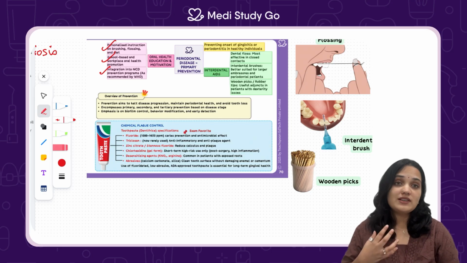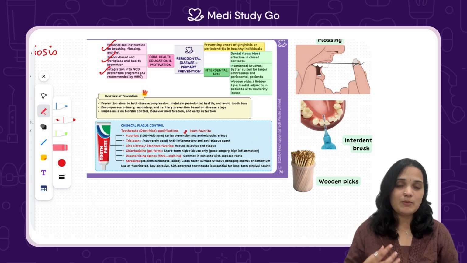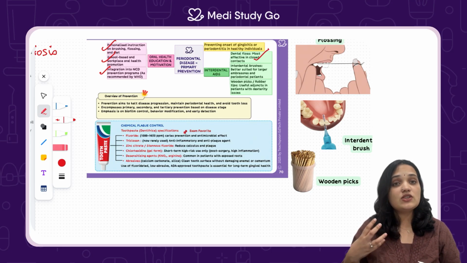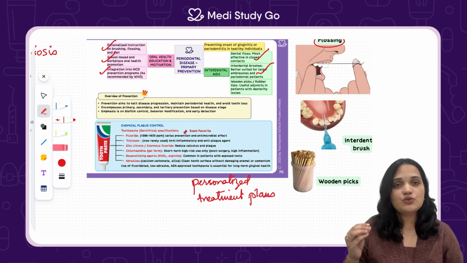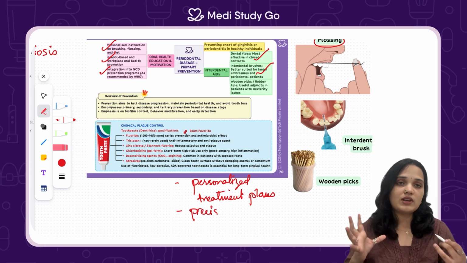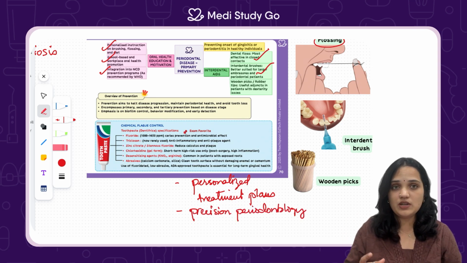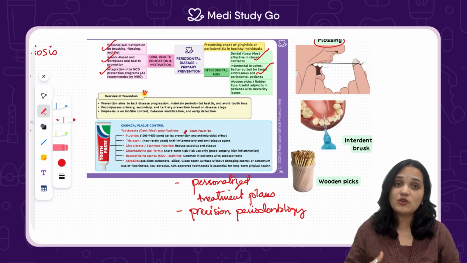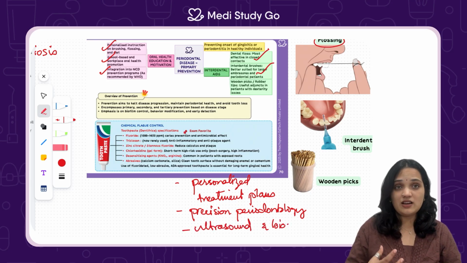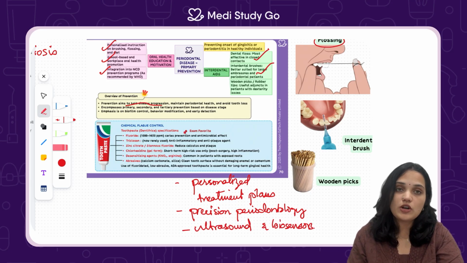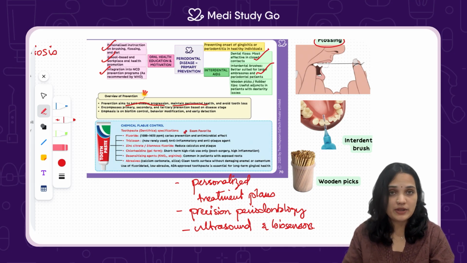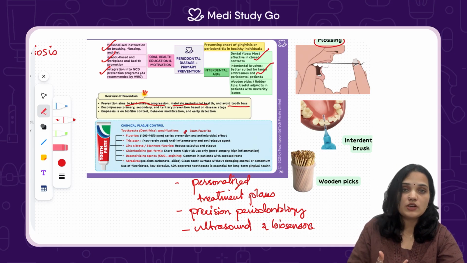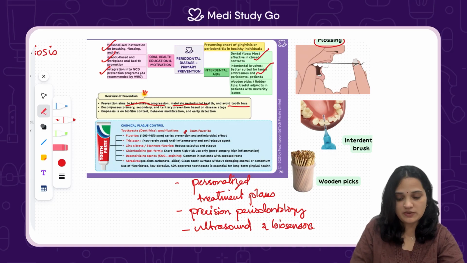And future diagnosis may not just be about probing or attachment loss. There's a lot of research on using ultrasound and biosensors to detect inflammation even before the clinical signs appear. So we may end up diagnosing diseases much earlier than we do today. So overall, prevention is about stopping the progression, maintaining periodontal health, and avoiding tooth loss. So it also includes primary, secondary, and tertiary prevention.